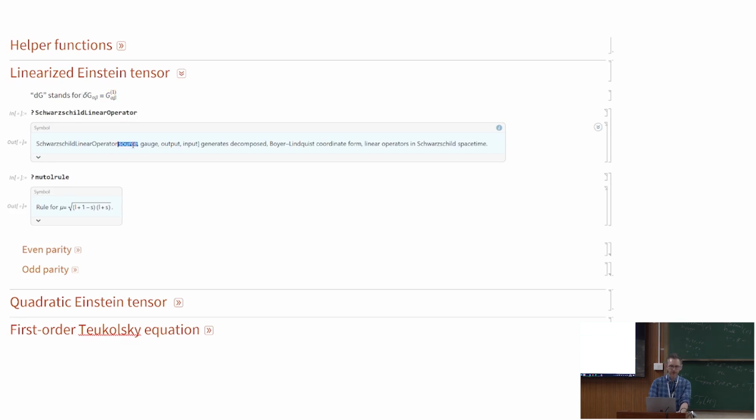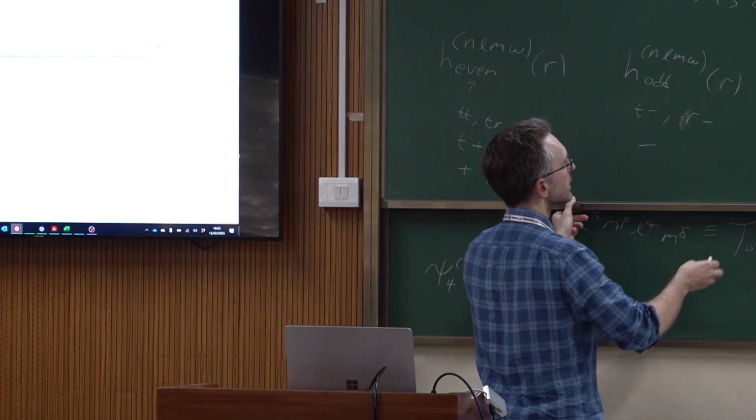And you specify what you want. You can ask for the linearized Einstein tensor. You can ask for the linearized Riemann tensor. You can ask for the linearized Teukolsky. Then you get to choose what gauge you want. You can choose the Lorenz gauge. You can choose the Regge-Wheeler gauge. You can choose something else that I should have mentioned related to metric reconstruction.